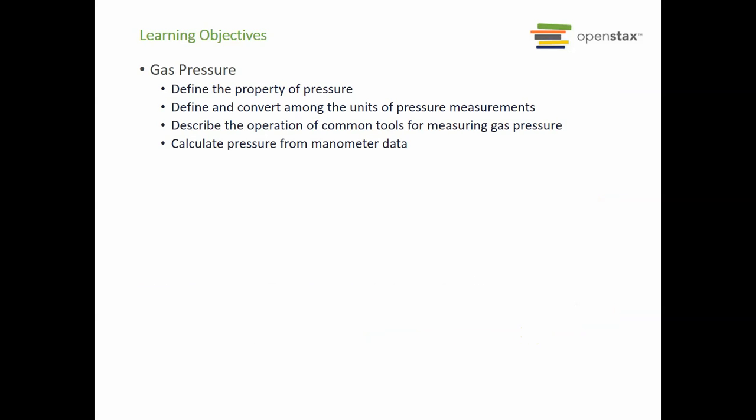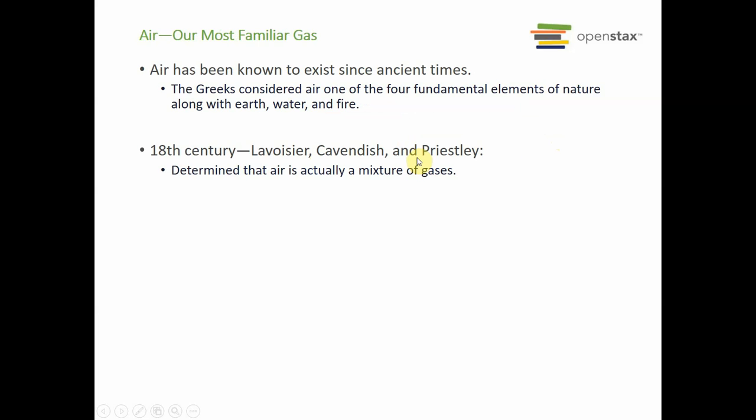Section 9.1. Gas pressure. Define the property of pressure. Define and convert among the units of pressure measurements. Describe the operation of common tools for measuring gas pressure. Calculate pressure from manometer data.